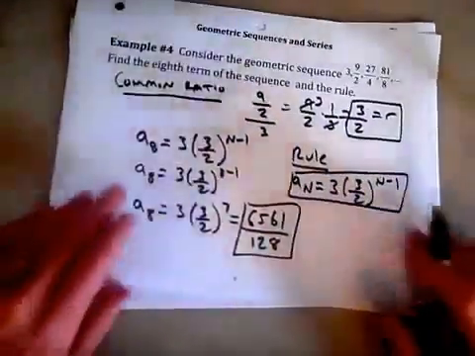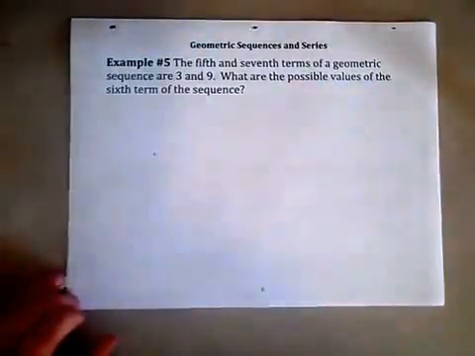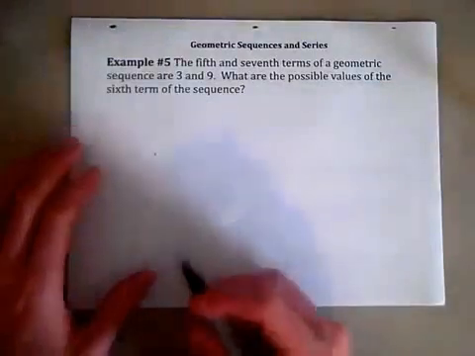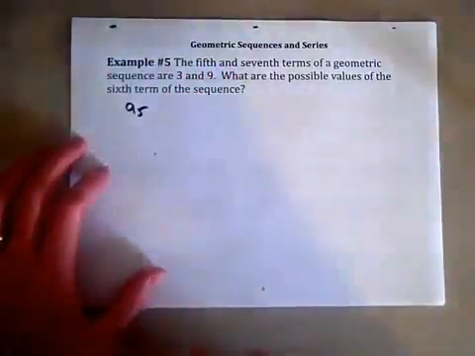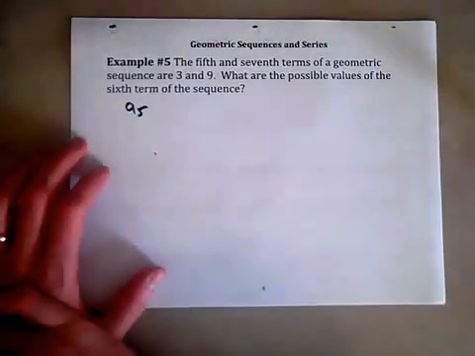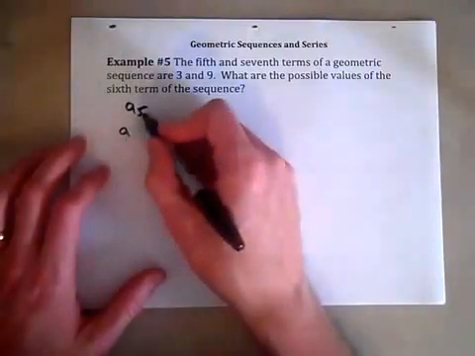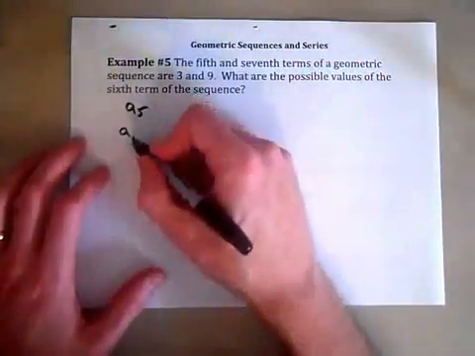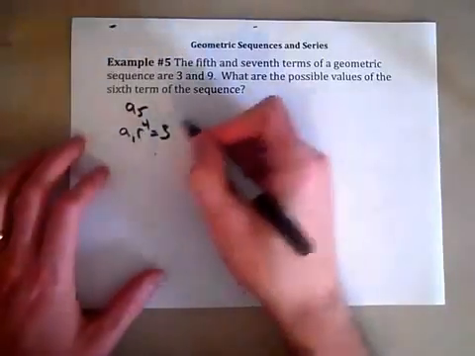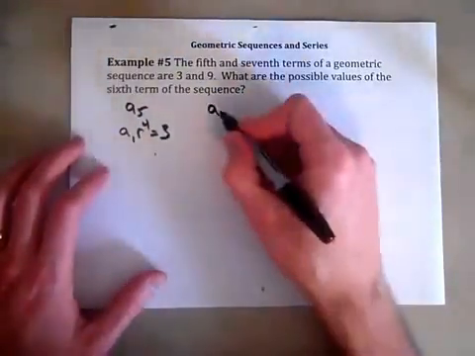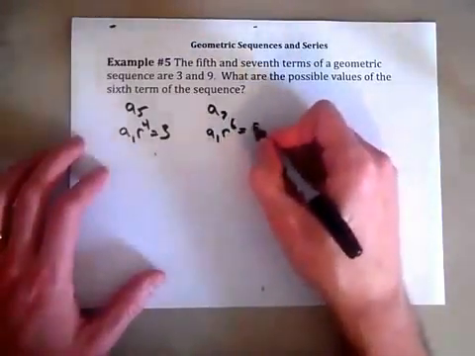Okay, here we go. All right, read this next one for me. The 5th and 7th terms of a geometric sequence are 3 and 9. Okay, so in a previous part 1 of Geometric Sequences and Series, we were writing the 5th term or any term in terms of the first term. That's going to be the first term times r to the 4th. And the 7th term can be the first term times r to the 6th.